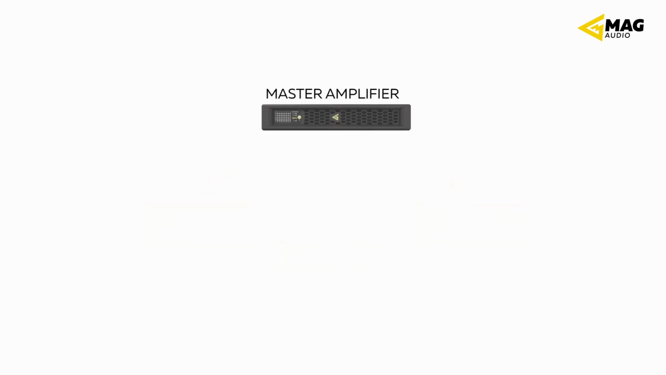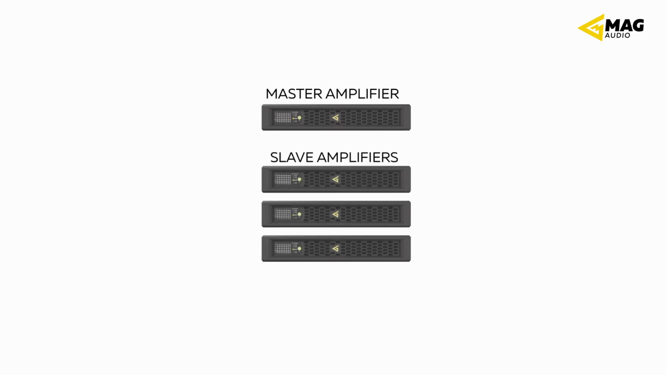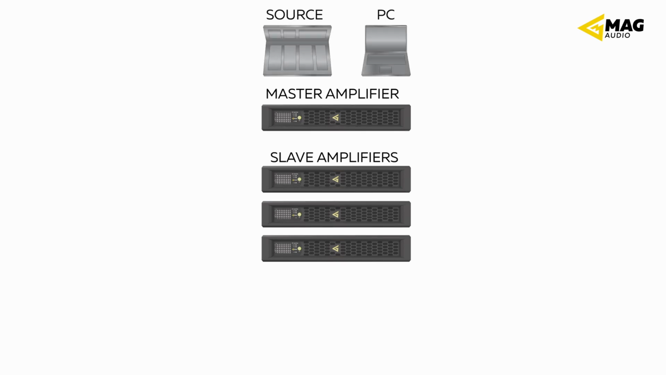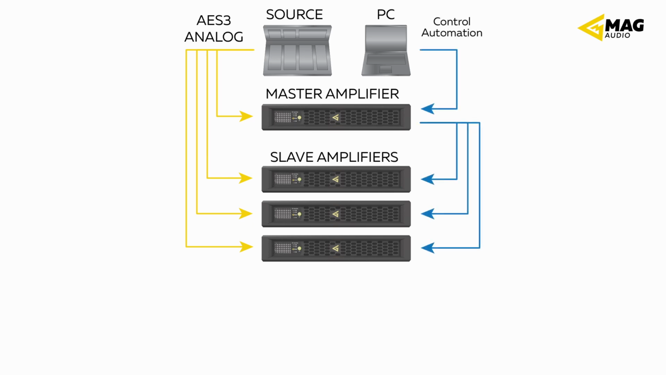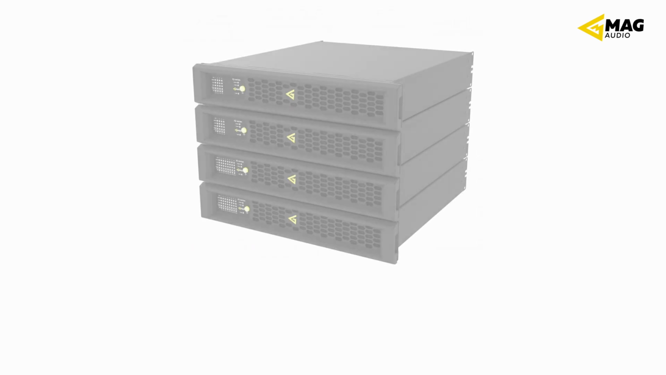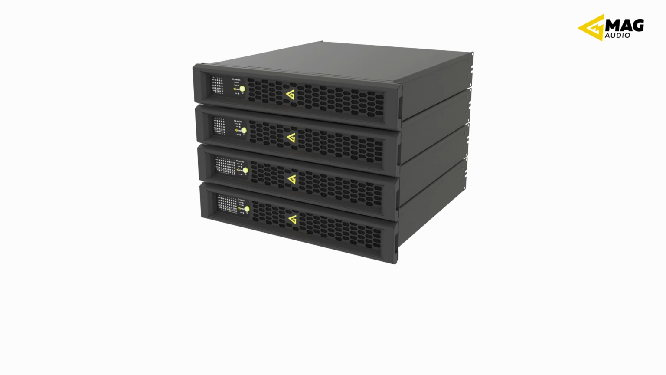Within the Dana Pro amplifier rack, one amplifier functions as the master unit, controlling the other slave amplifiers. Each amplifier receives signals directly from the source and processes them independently. However, control and automation signals are managed by the master amplifier, which acts as the central hub for the entire system. The signal flow within the Dana Pro amplifiers is engineered to provide efficient control over every system function.